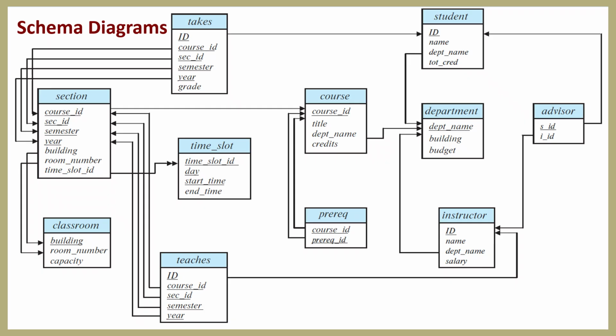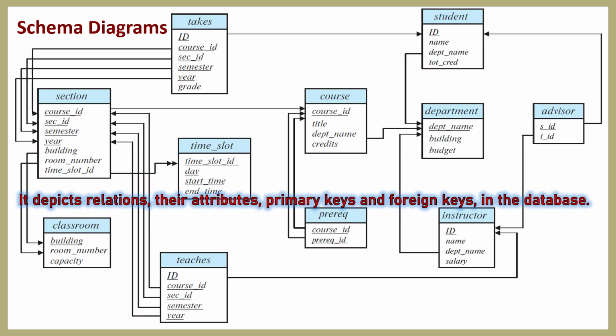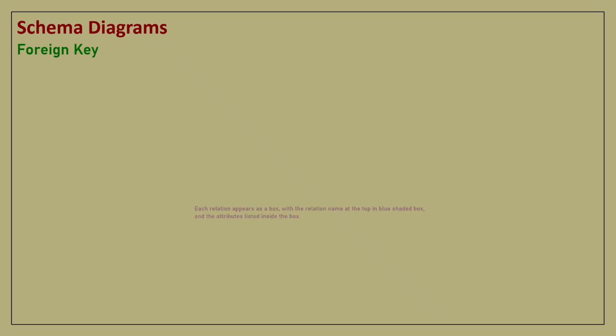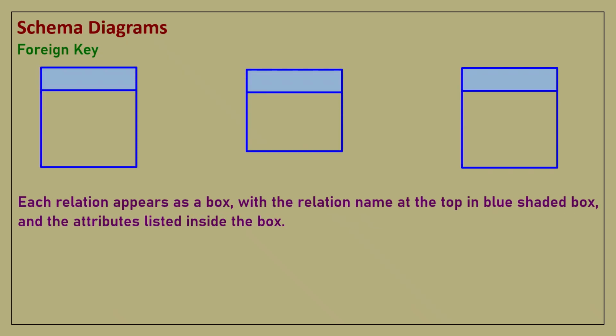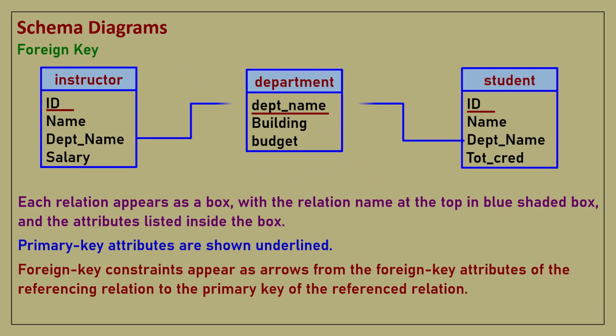Schema diagrams. Schema diagrams graphically represent the overall database design. It depicts relations, their attributes, primary keys, and foreign keys in the database. Each relation appears as a box, with the relation name at the top in a blue shaded box, and the attributes listed inside the box. Primary key attributes are shown underlined. Foreign key constraints appear as arrows from the foreign key attributes of the referencing relation to the primary key of the referenced relation.